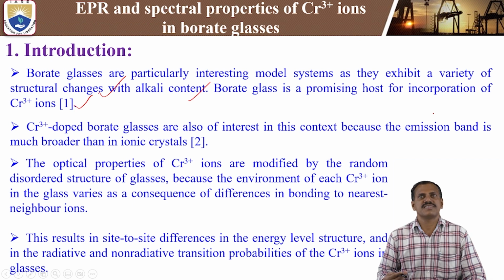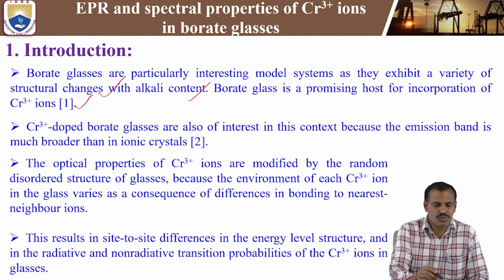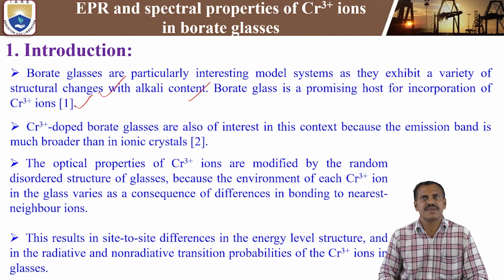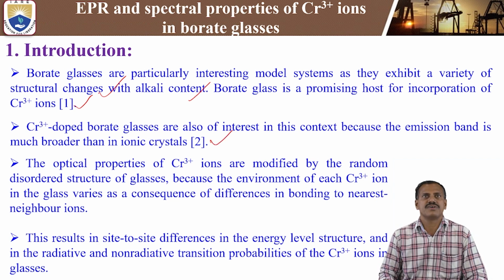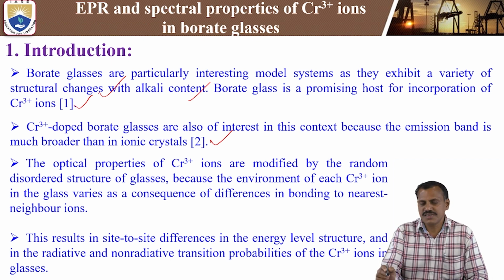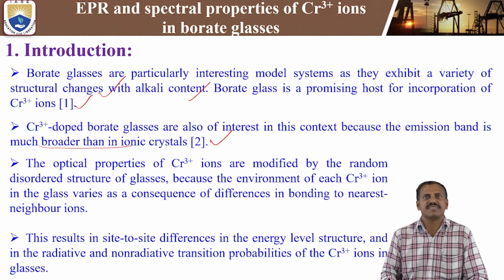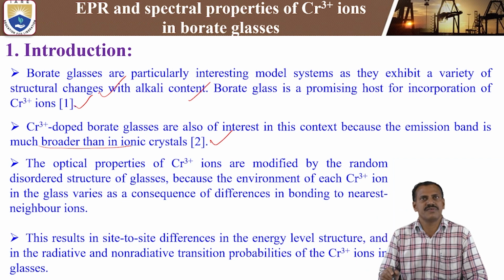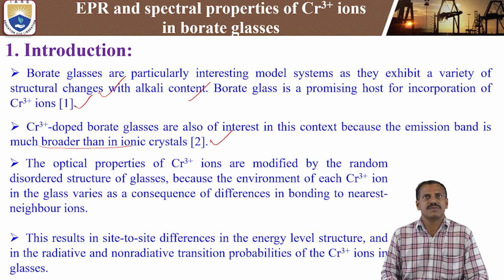So we are using borate glasses added with alkali elements, lithium oxide and cesium oxide, and doped with chromium 3+ ions. Chromium 3+ doped borate glasses are also of interest in this context because the emission band is much broader than in ionic crystals. If you compare to crystal structure, chromium 3+ ions doped in glass materials exhibit a much broader emission band. We can get the emission band in the red region. We get broad emission whenever chromium 3+ ions are doped in borate glasses. That is one of the important applications.